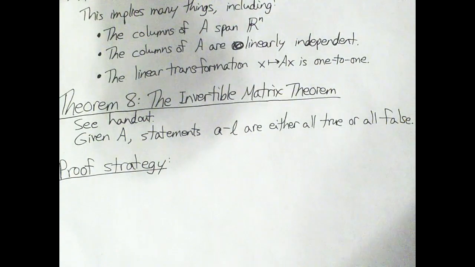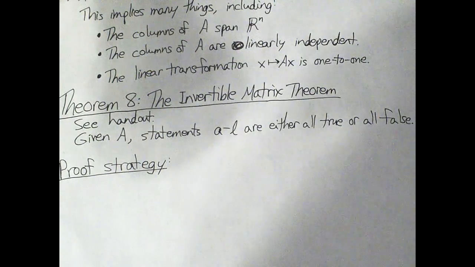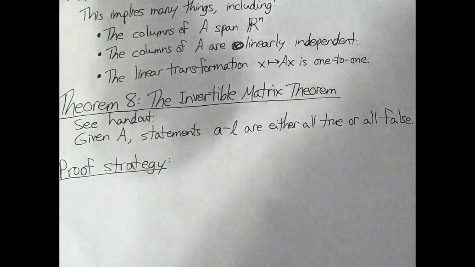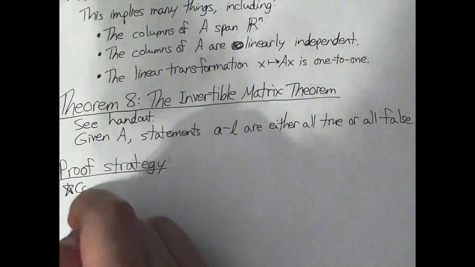Now, do we need to prove that if A is true, then B is true? If A is true, then C is true? If A is true, then D is true? Think of how many combinations there would be. I is true if and only if F is true. G is true if and only if K is true. There's so many, and they would all be if and only if. So it would take forever if we did that. There's so many combinations. Technically, we could do that, though.